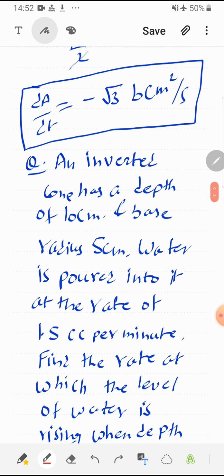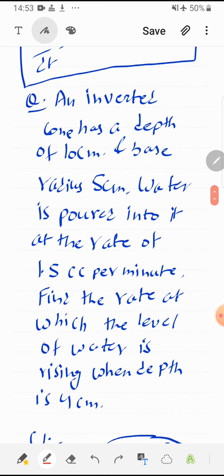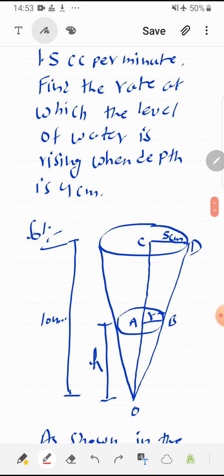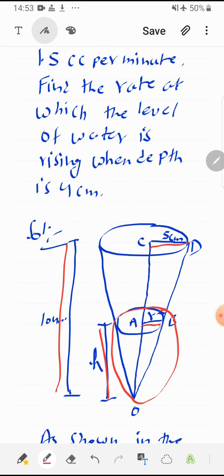An inverted cone has a depth of 10 centimeter and base radius 5 centimeter. Water is poured into it at the rate of 1.5 cc per minute. Find the rate at which the level of water is rising when the depth is 4. So let us draw a picture representing this situation. We have an inverted cone. This is the height, this is the radius, and this represents the level of water. Again this is in the form of a cone, so let r be the radius and h be the height, and we have to find dh by dt.